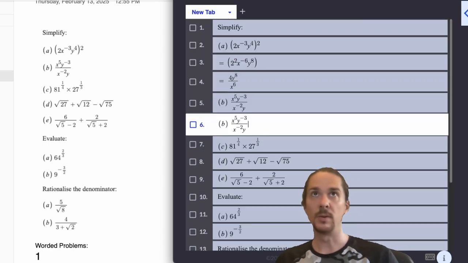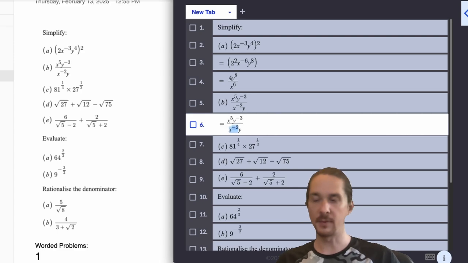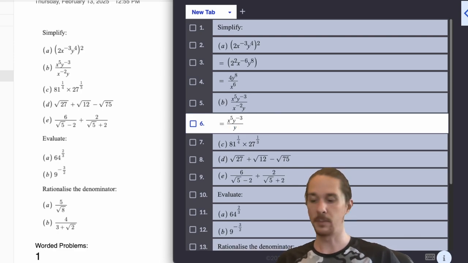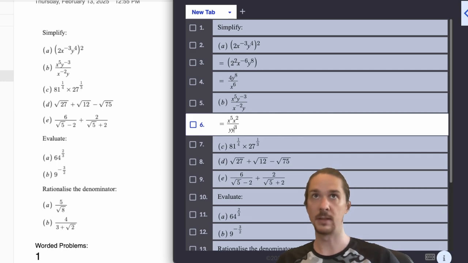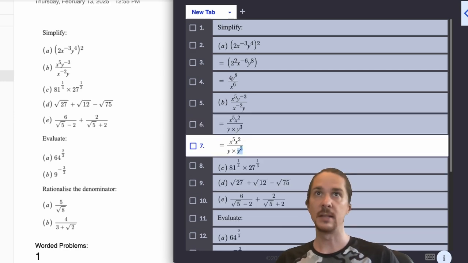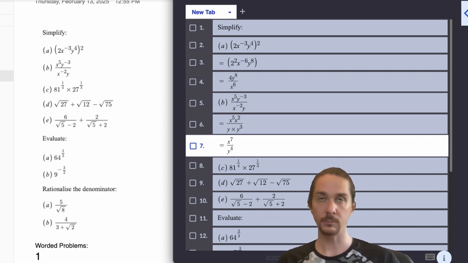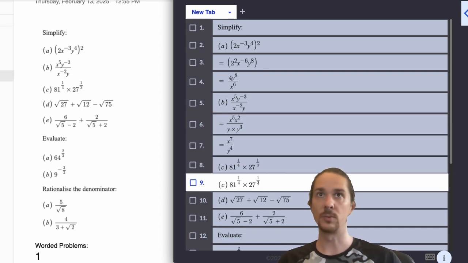All right, so now we have B. Here we have these two factors of x on the bottom. I'm going to move them to the top, make them a positive power. I'm going to take these three factors of y, put them on the bottom, make them a positive power. That means that this is now going to be y to the power of 4, and then on top, we're going to have x to the power of 7. Cool.